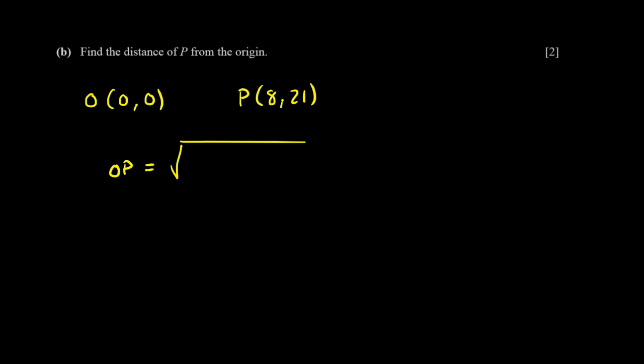Okay, then part B, we want to find the distance of P from the origin. Well, what's the origin? The origin is the point (0, 0). And the point P we just found was (8, 21). And so if we want to find the distance OP, that's going to be equal to the square root of x2 minus x1 all squared. So that's 8 minus 0 squared, which is just 8 squared, plus y2 minus y1, which is 21 minus 0, which is 21, all squared.